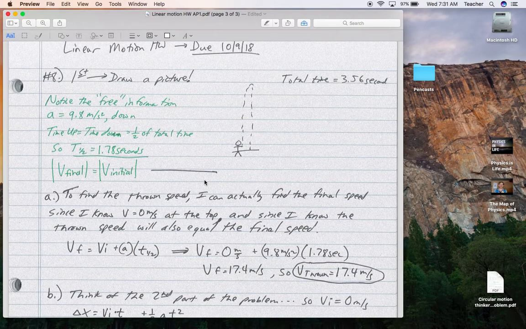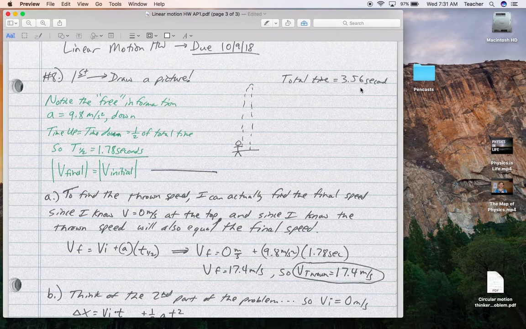Number 8 is a little bit different. It's something that's projected straight up and comes straight down. And so I drew a picture because that helps me visualize it. All we were told is this is 3.56 seconds total time in the air. And we were asked to figure out the speed at which it's thrown and how high it rose, which is the maximum height. So the key is looking at free information. And I'll probably go over this one in class.